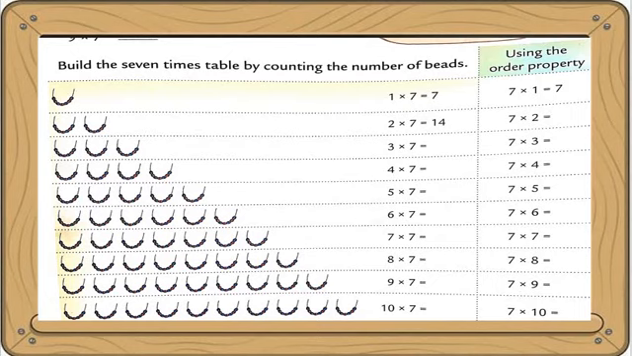Okay, all students. And this is your homework: table number 7. You have to write it in your rough book.